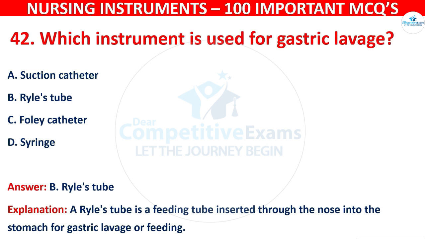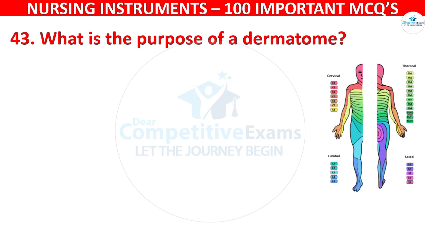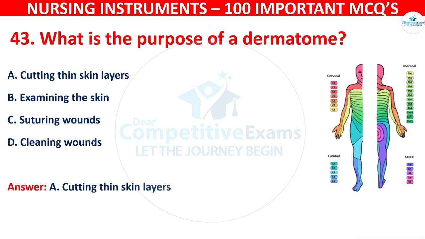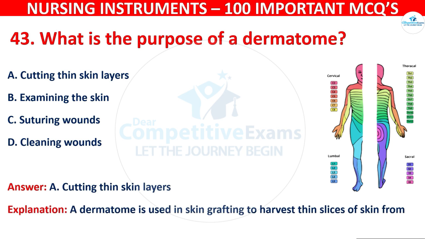Question number 43. What is the purpose of a dermatome? Your options are cutting thin skin layers, examining the skin, suturing wounds, or cleaning wounds. The correct answer is A, that is cutting thin skin layers. A dermatome is used in skin grafting to harvest thin slices of skin from a donor site.